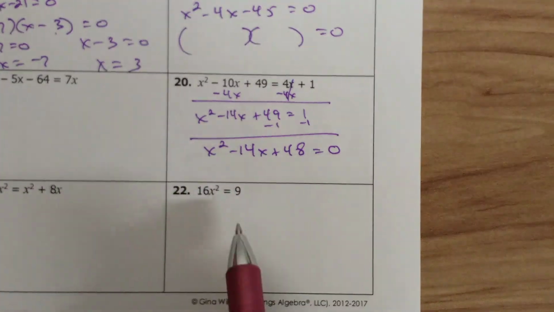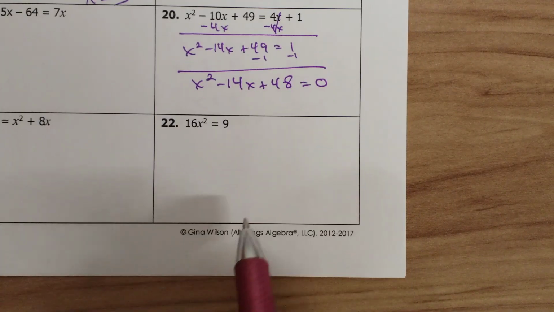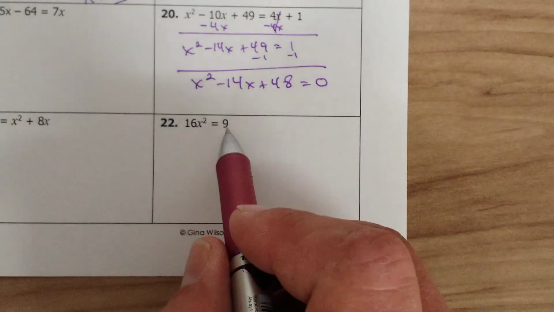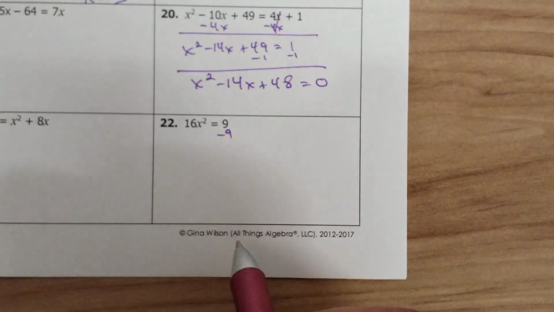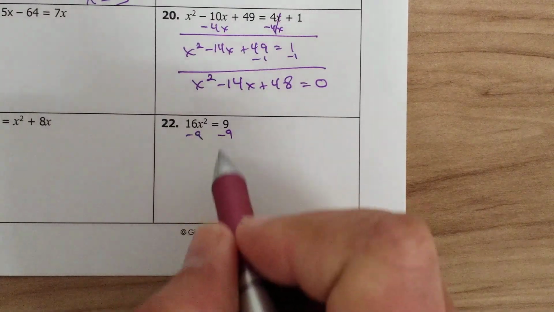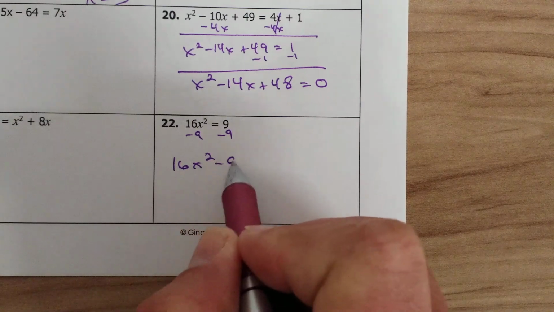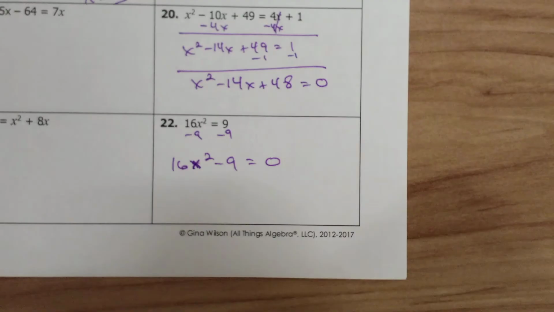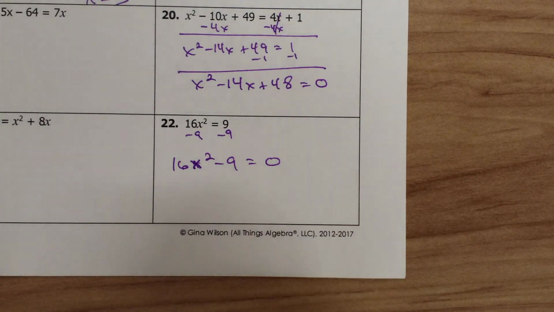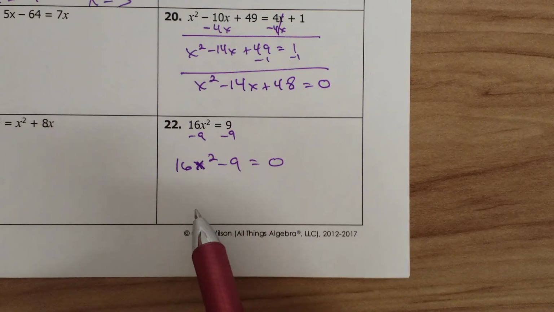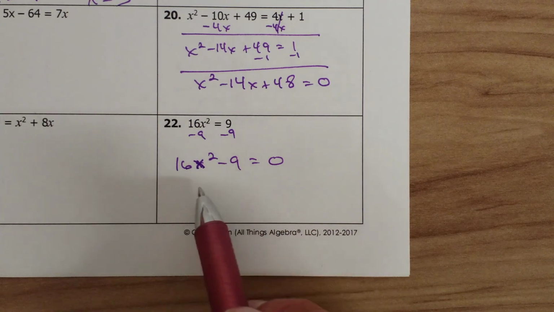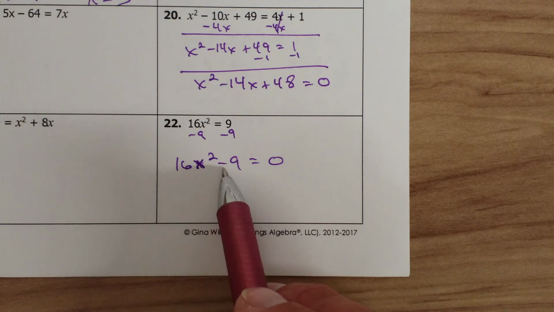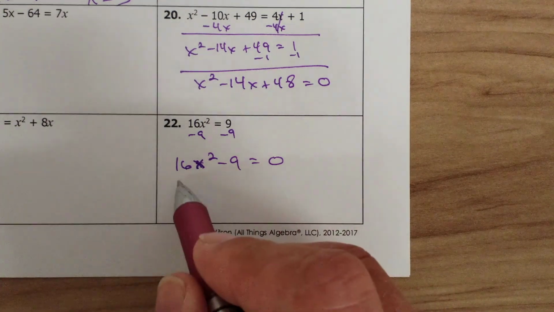So let's look at just one more problem. 16x squared equals 9. I need this side equal to 0, so I'm going to minus 9. When I minus 9 over here, I don't have anything to subtract it from. So I'm just going to tack it on at the end. And make it look like this, 16x squared minus 9. This is not a 1a m trinomial. This side equals 0, so that's good. But this is not a 1a m trinomial. This is the difference of two perfect squares.